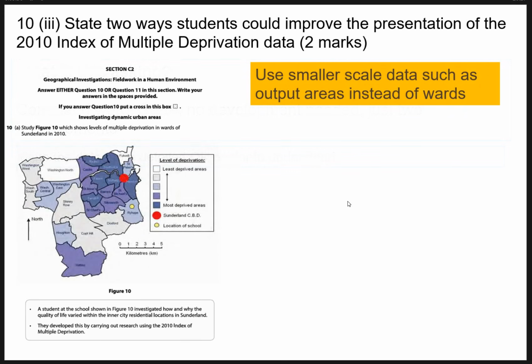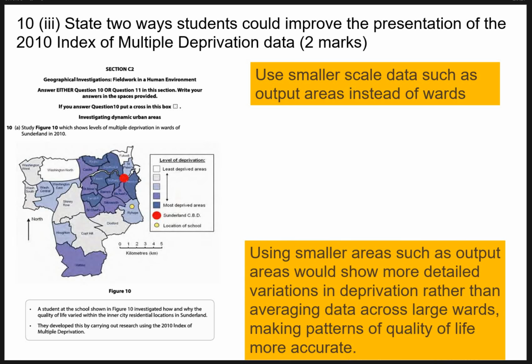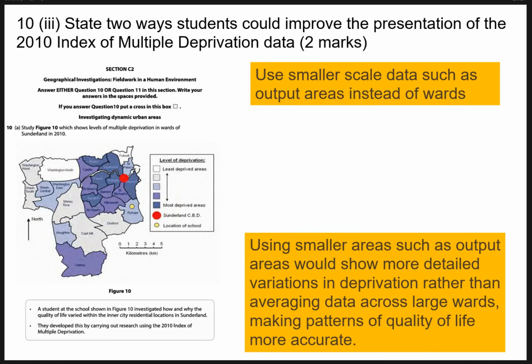A short answer could be this: use smaller scale data such as output areas instead of wards, because of the way the area has been separated. Or a longer answer, so this is going to be your full 2 marks: using smaller areas such as output areas would show more detailed variations in the deprivation rather than averaging data across large wards, making patterns of quality of life more accurate.